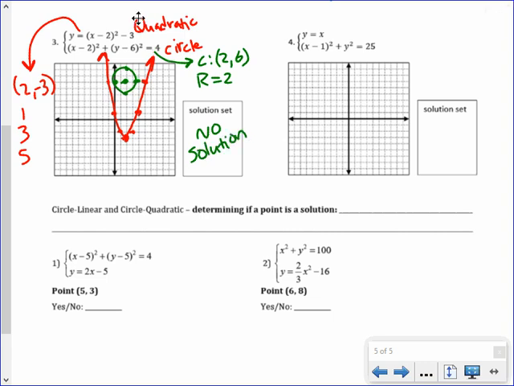Alright, what about the next one? What is the top equation? What type? Linear. The bottom one? Okay, let's do the circle first. What is the center of the circle? 1, 0, and then the radius? Okay, so you guys should have 1, 0, and then a radius of 5. 1, 2, 3, 4, 5. 1, 2, 3, 4, 5.